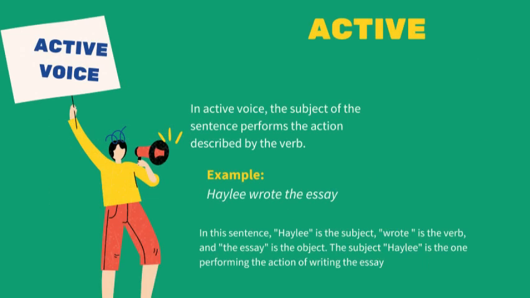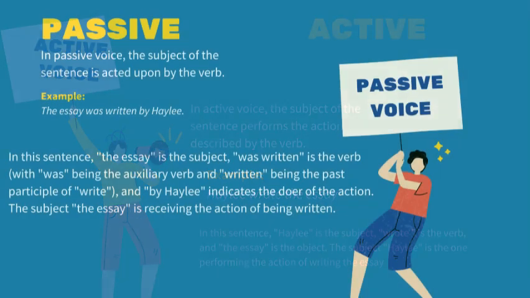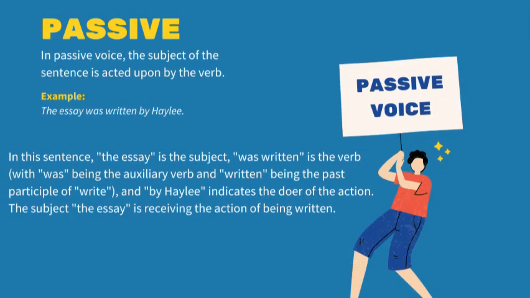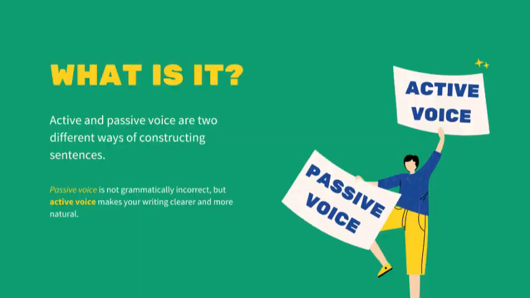Active voice is where the subject of the sentence performs the action. Passive voice is where the subject of the sentence receives the action. One thing we should note is that passive voice is not grammatically incorrect. It is just that active voice makes your writing a lot clearer. Let's look at this example of active voice.